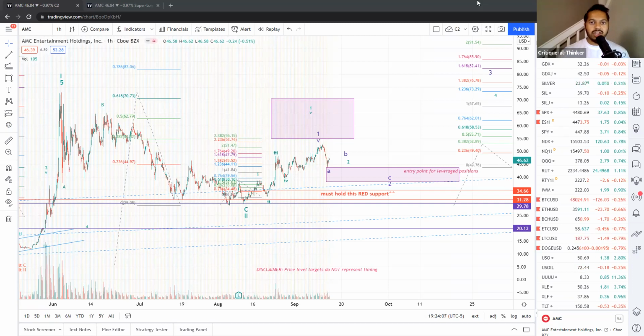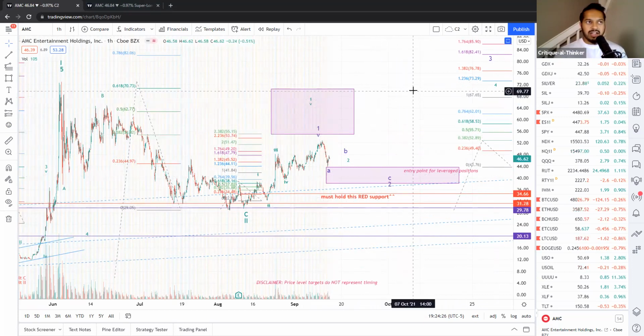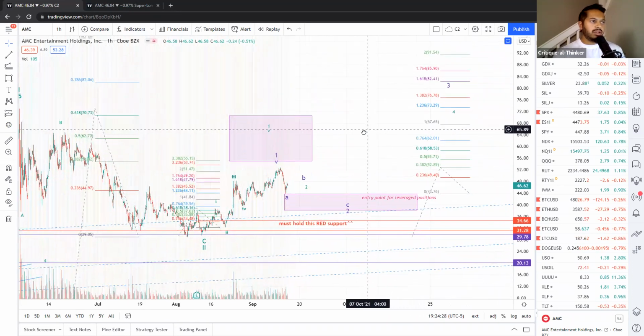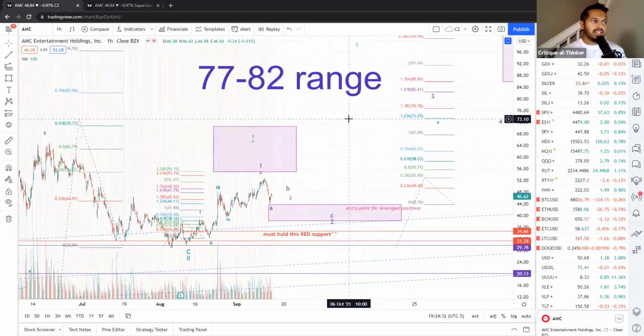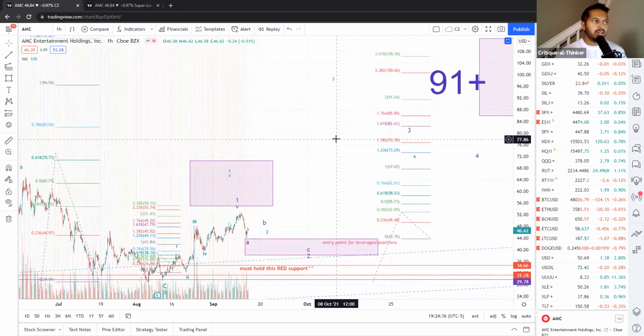For those who are bullish on AMC, you may just have the buying opportunity you've been looking for ever since we had our rally blow off and a subsequent smaller wave one. We are in the midst of what I'm calling a wave two. And if this wave two completes the way I'm expecting, and we pull into this purple box here, we've got ourselves a heck of a rally opportunity that could very quickly take us into the $77 to $82 range and eventually $91, $100, maybe even more than that.